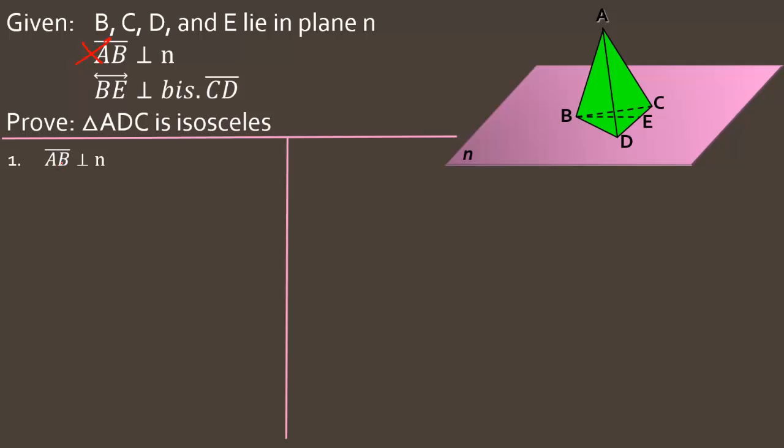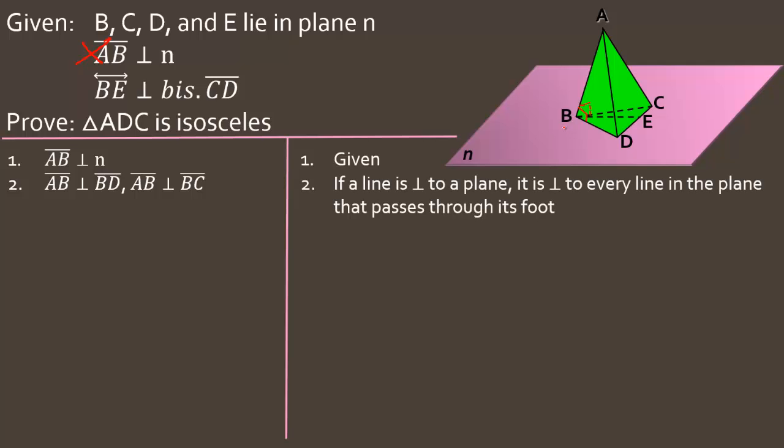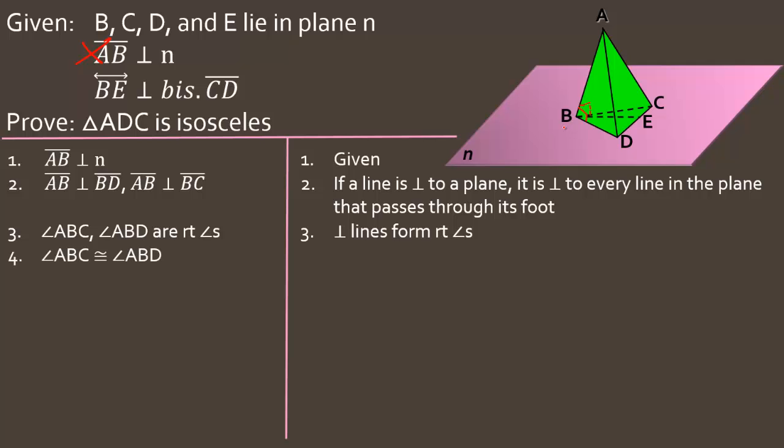Segment AB is perpendicular to N. That's a given. What is that going to tell me? Well, that'll tell me that AB is perpendicular to BD, and AB is also perpendicular to BC, because if a line is perpendicular to a plane, it is perpendicular to every line in the plane that passes through its foot. We can then say that those two angles are right angles, because perpendicular lines form right angles, which allows us to say that angle ABC is congruent to angle ABD, because right angles are congruent.